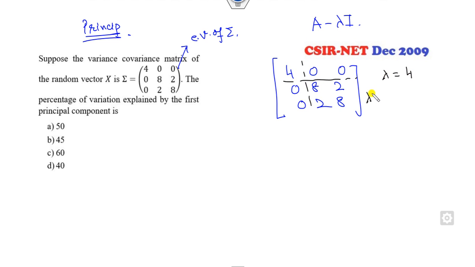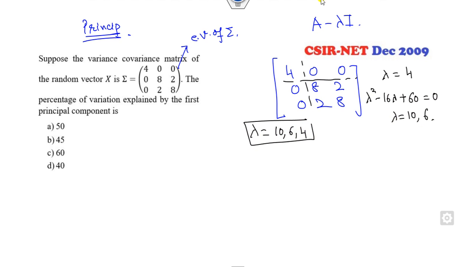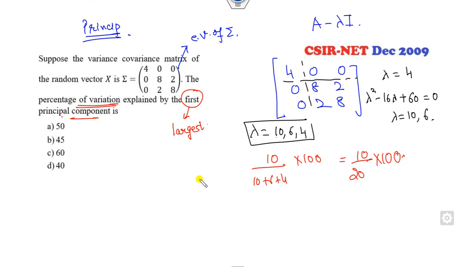Now it's a 2 cross 2, so you can use the sum of the diagonals and the determinant, which is 60. Clearly it is 10 and 6. So the eigenvalues are 10, 6 and 4. Then what is the percentage of variation corresponding to the first principal component? The first principal component corresponds to the largest eigenvalue. So the largest, 10, divided by the total 20, into 100, is 50. That is the right answer.